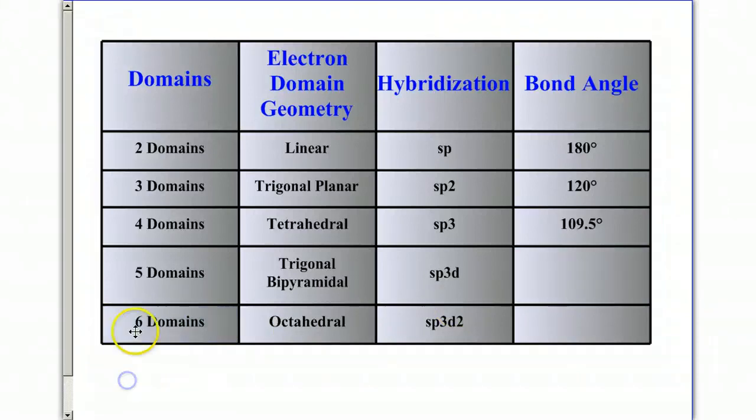6 domains has an electron domain geometry called octahedral. The hybridization will always be sp3d2, and we won't worry about the bond angle.